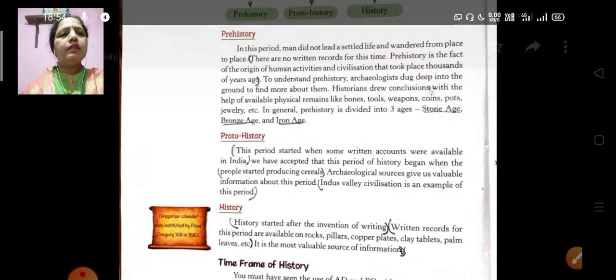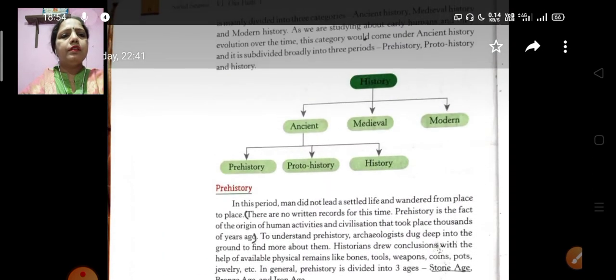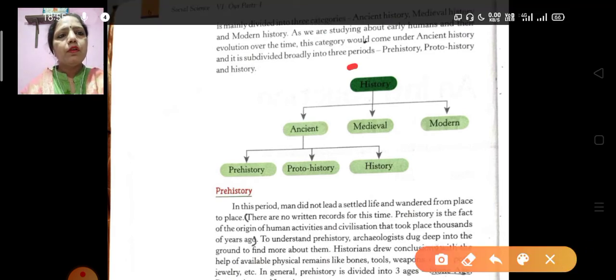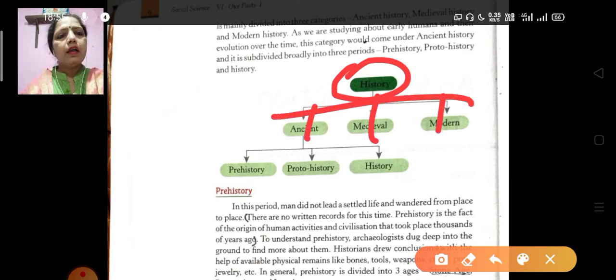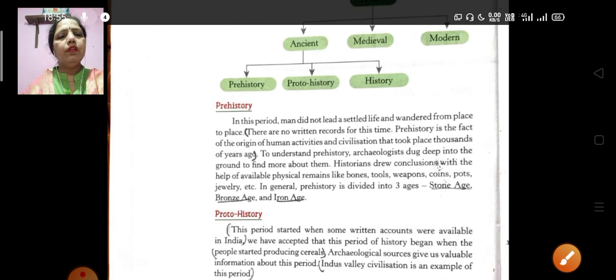Here you can see the table of history. Firstly, there are three branches of history: ancient history, medieval history and modern history. And again there are three branches of ancient history. So here you can see one branch. There are three branches. Now we will learn firstly what prehistory is.